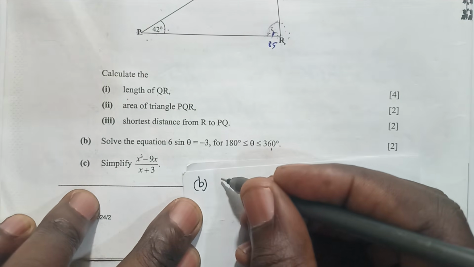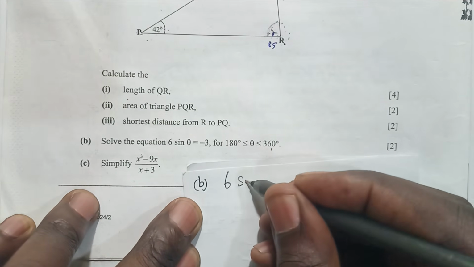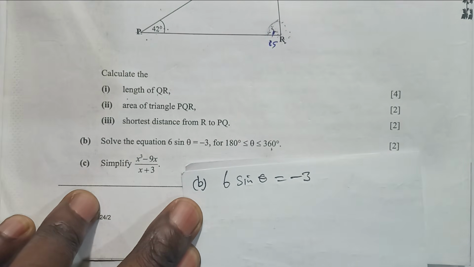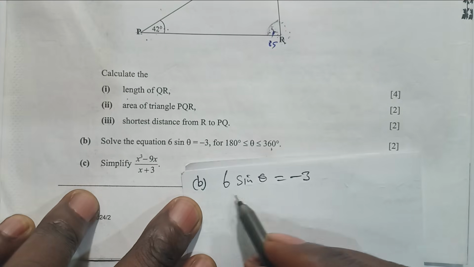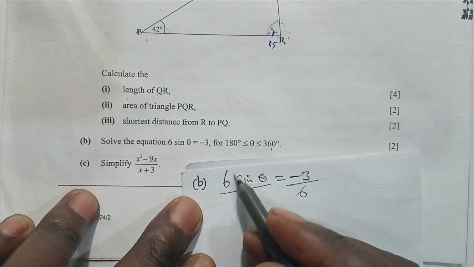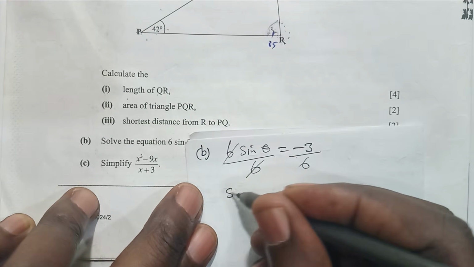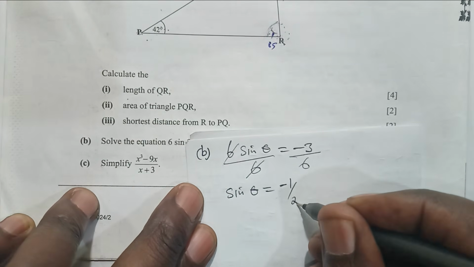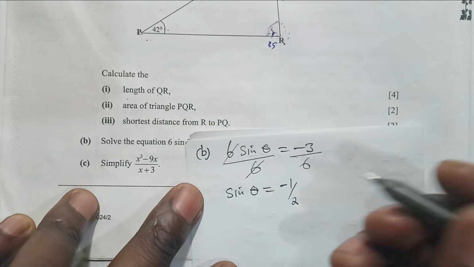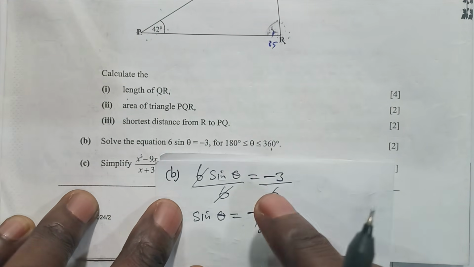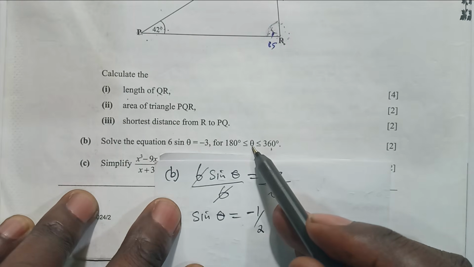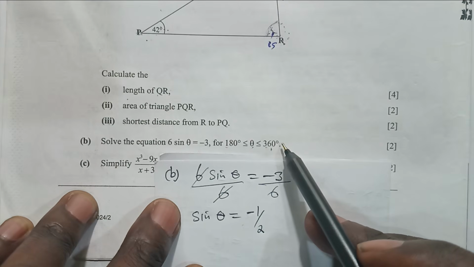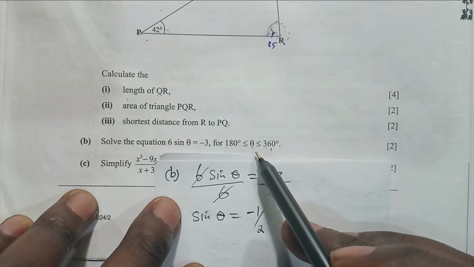Okay, so we have the equation 6 sine theta is equal to -3. We can simplify this by dividing both sides by 6, and we shall remain with sine theta is equal to -1/2. Now we've been given the condition here: theta is supposed to be between 180 and 360 degrees.